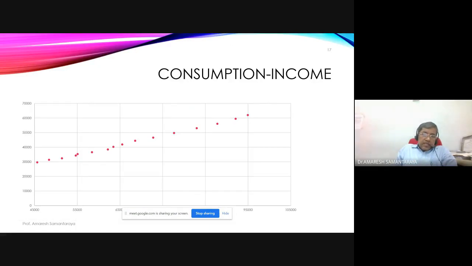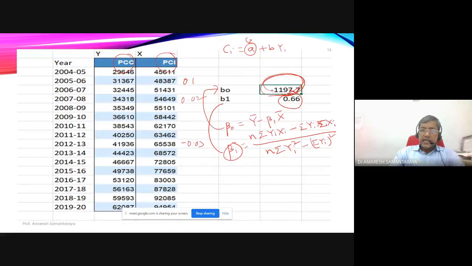Now this consumption income relation, these figures which I have in this table, if I plot them in a scatter plot, they will look like this. The straight line which we estimated may be something like this, where the slope will be 0.66 and the intercept will be close to minus 1200.